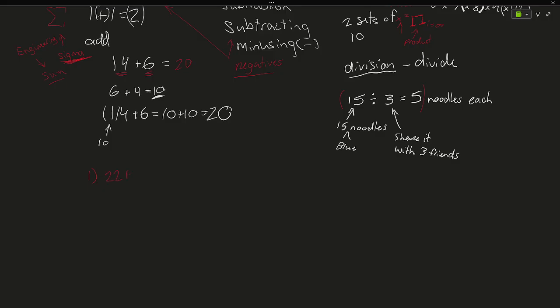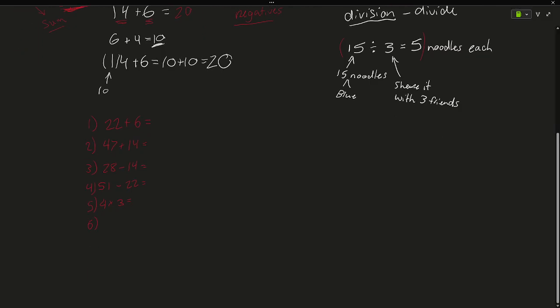So let's say we want to do 22 plus 6. Let's do 47 plus, let's do 14. 28 minus 14 equals, let's do 51 minus 22. Let's do 4 times 3. Let's do 6 times 4.